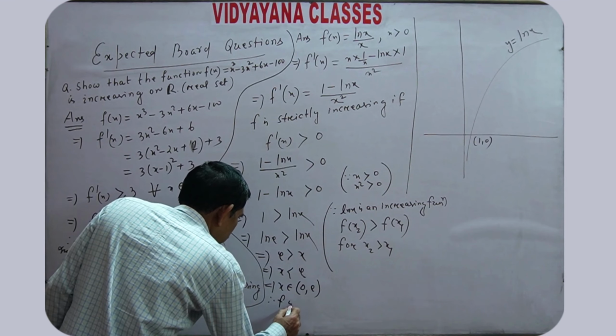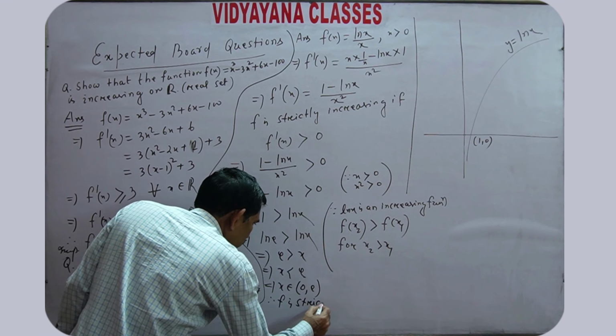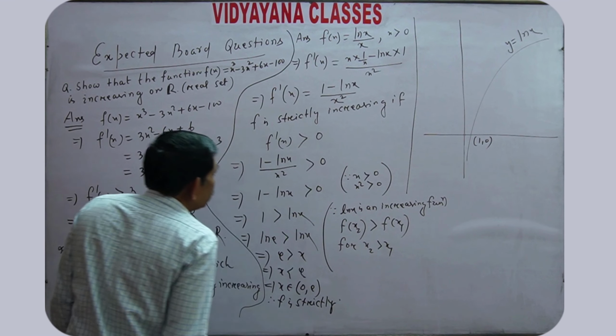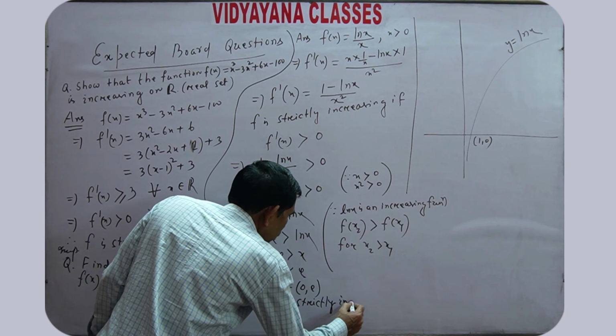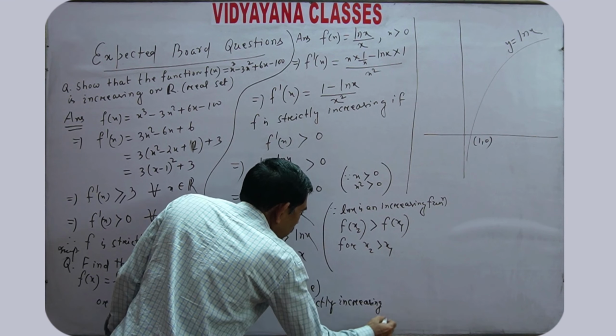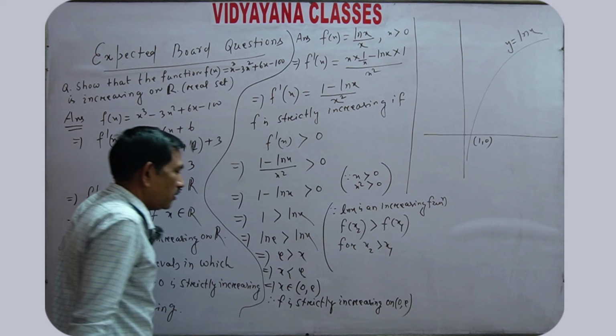Therefore, f is strictly increasing on (0, e). Clear.